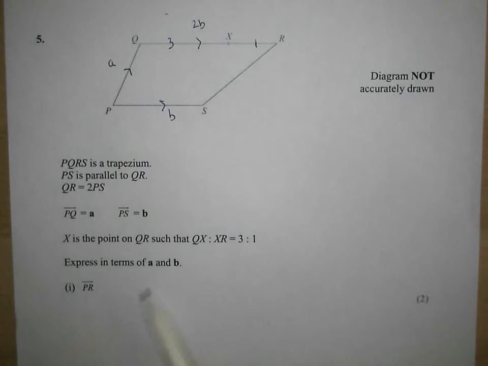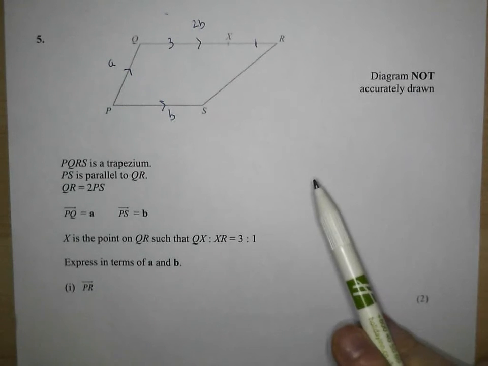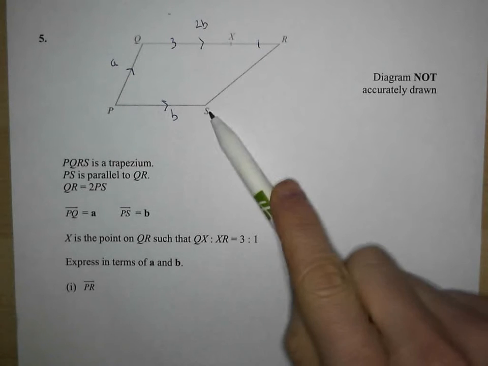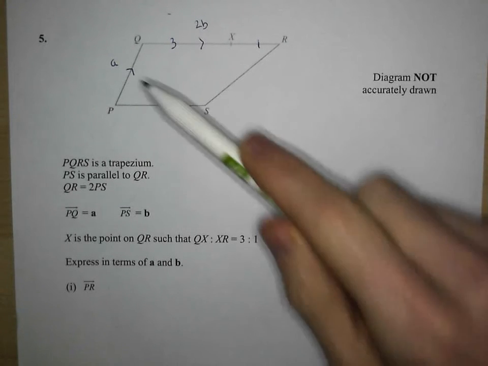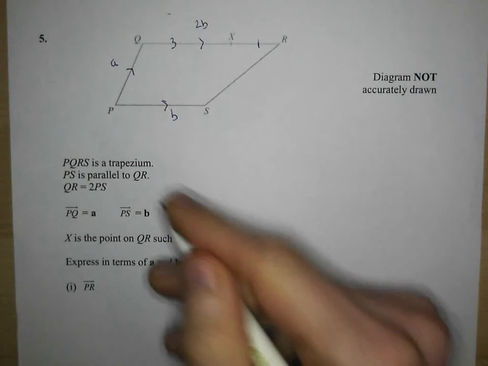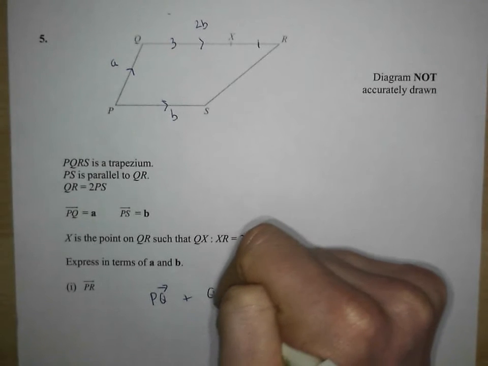Express in terms of A and B, P to R. How are we going to get from P to R? Well, we can only travel along routes that we know. We can't go down here because we can get to S, but then we can't get from S to R. So we're going to have to go this way. We're going to have to go from P to Q and Q to R. Let's write that down. I'm going to go from P to Q, and when I get there, I'm going to go from Q to R.